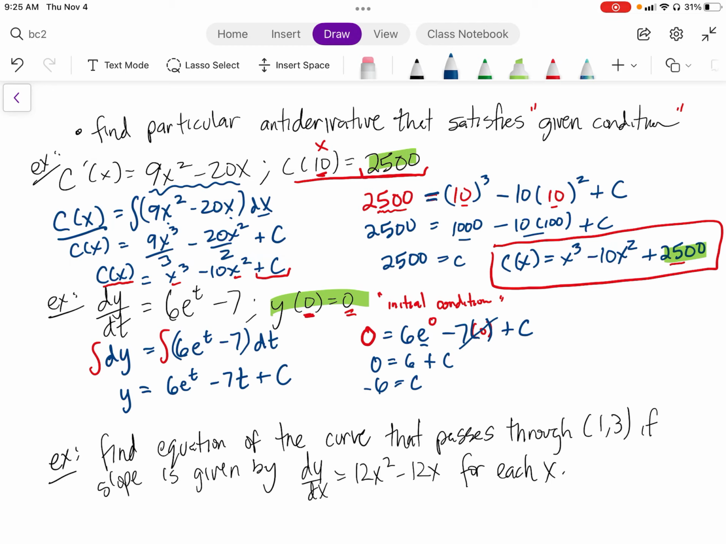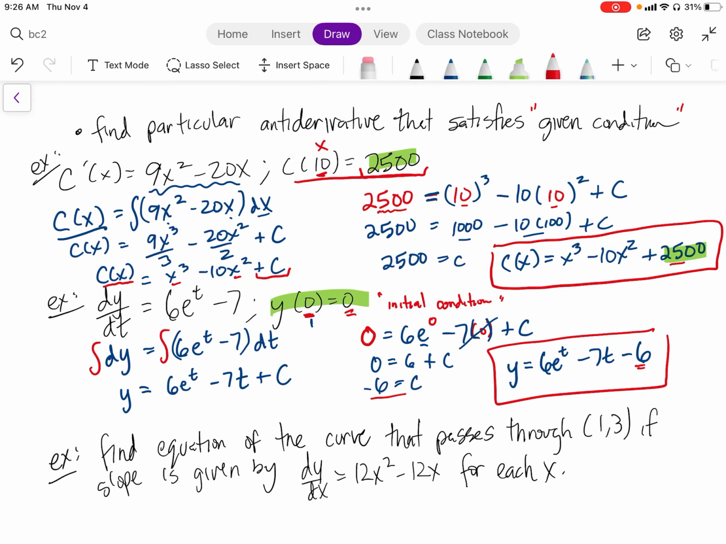Just like that last problem, I caution, don't assume that is that value, right? This one I probably would have guessed, actually, because the variable is 0, we do get 0, but we don't. So the final answer is y equals 6e^t minus 7t, and then substitute negative 6 in for c, right? That is my c, that's what I just got. So that is the particular antiderivative if that initial condition was provided. If I knew it started at 0, that's my function.